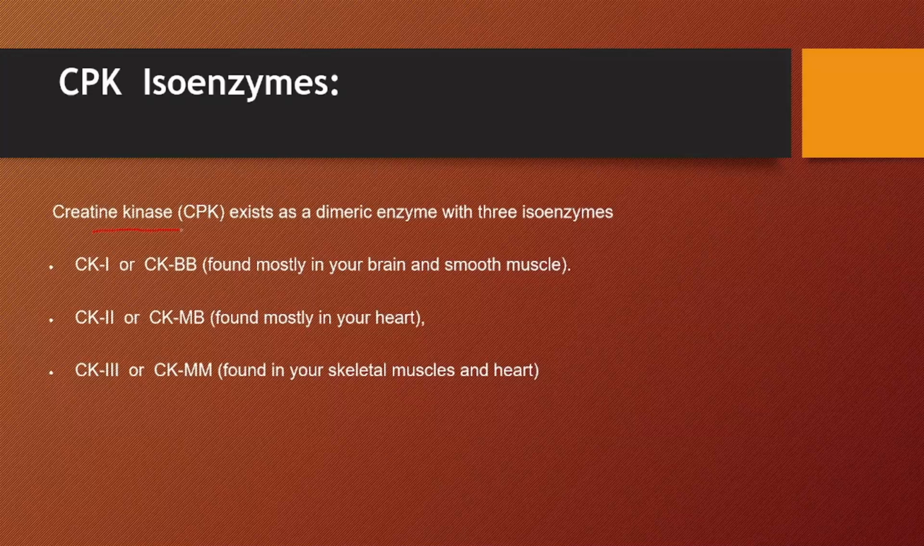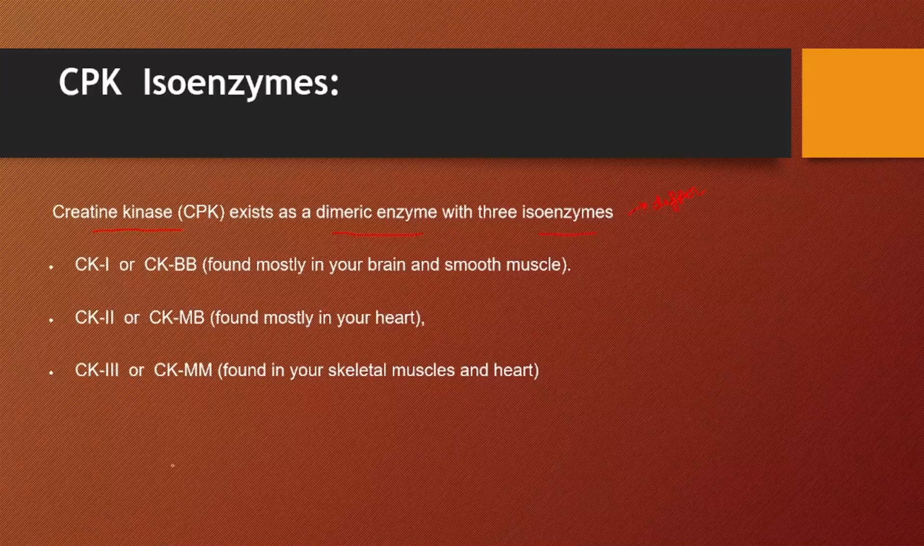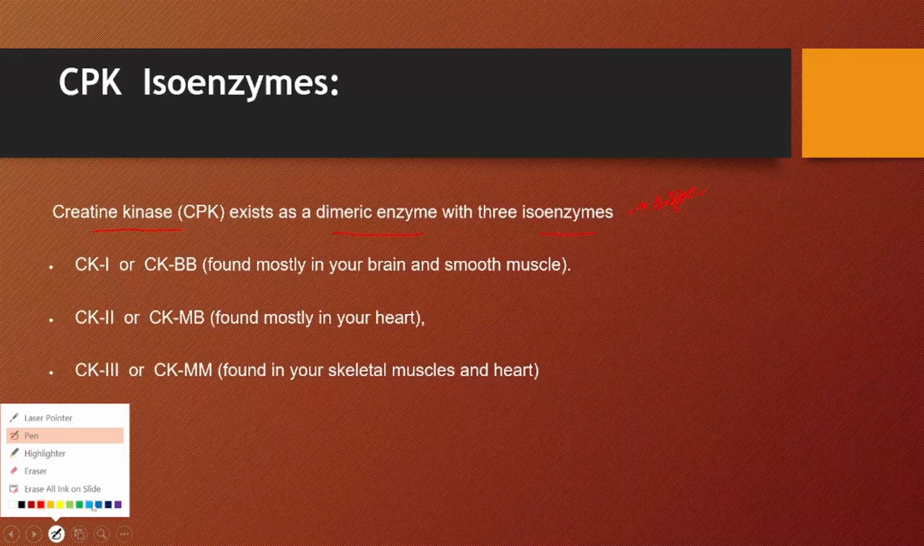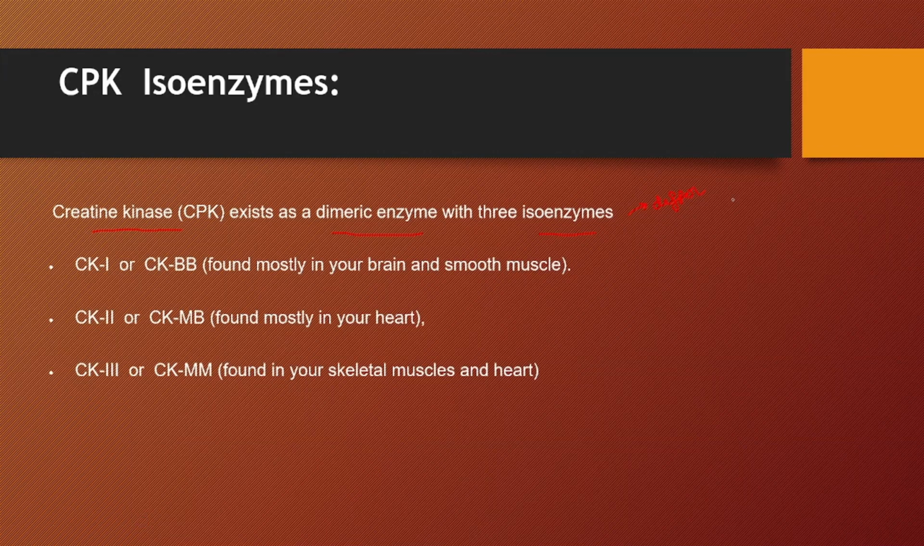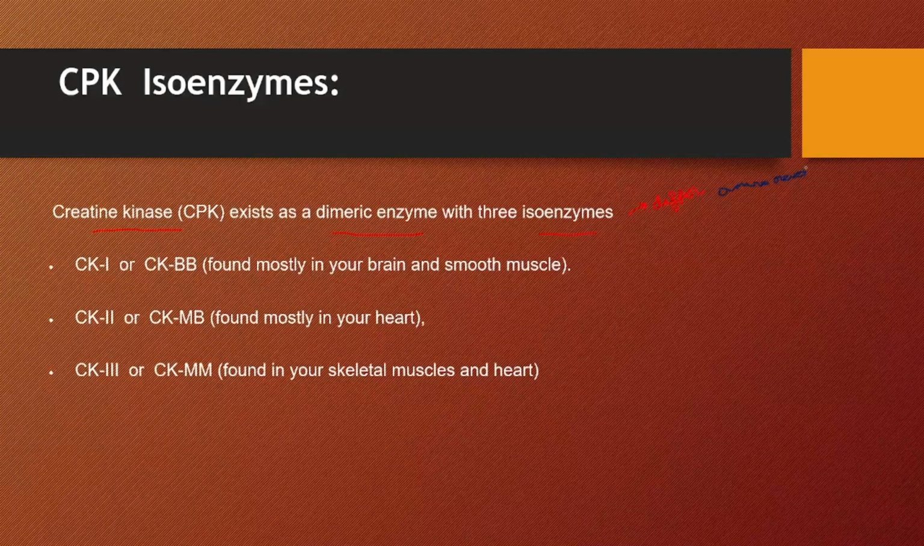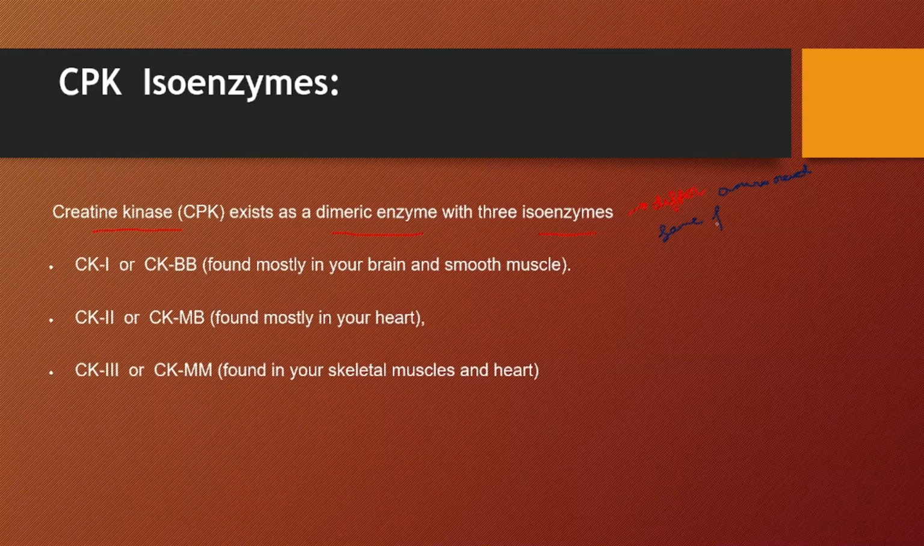So creatine kinase, to begin with, is basically a dimeric enzyme, and there are three different isoenzymes of creatine kinase. Isoenzymes are those enzymes which differ in amino acid sequence but perform the same function. So this is the definition, but essentially they perform the same function. And there are three different isoenzymes available of creatine kinase.